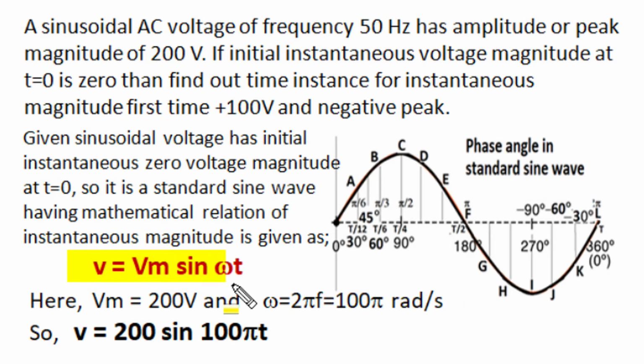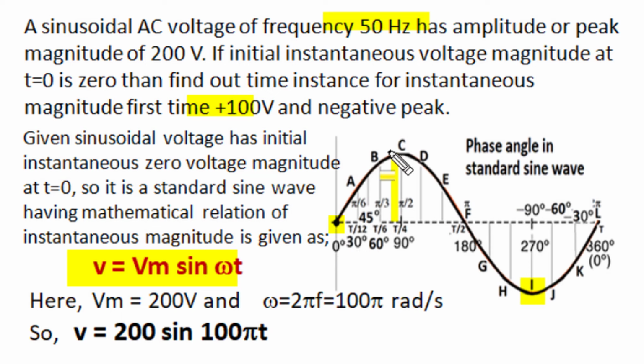In a standard sinusoidal wave which starts with zero instantaneous magnitude at zero time instant and increases in the positive direction, we can find out the time instant for any particular instantaneous magnitude. In this numerical example, we have a sinusoidal AC voltage of 50 Hz frequency, and its amplitude or peak magnitude is 200 volt, and it's a standard sinusoidal wave which starts with zero instantaneous magnitude and increases in the positive direction at t equal to 0. We have to find the time instant for instantaneous magnitude positive 100 volt the first time, and also the time instant for the negative peak.